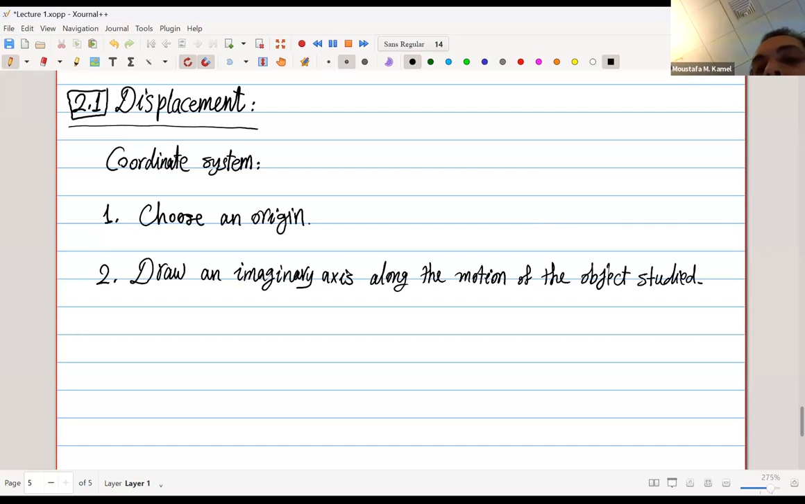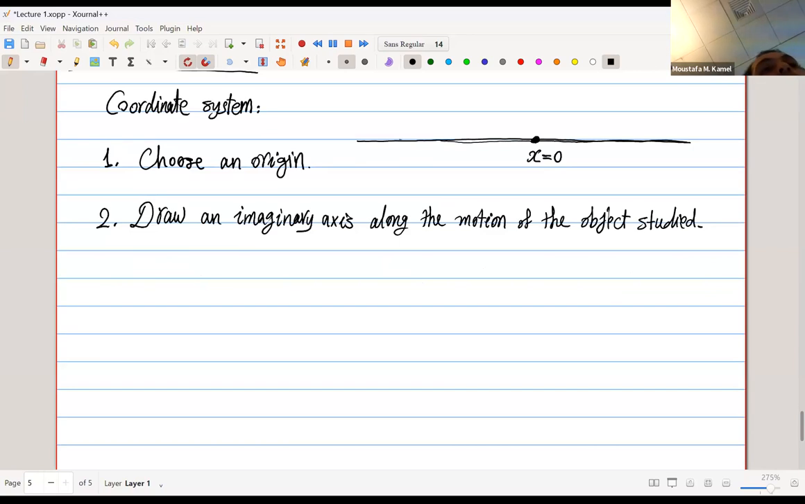Okay, so let's say we picked the origin to be here, and this line is the line of motion along which the particle or the object is moving. Your car is moving along that line, okay? The origin will be called the point 0. So we denote the position by x. X equals 0 will be the origin of coordinates, okay? And this axis describes the motion along the line.